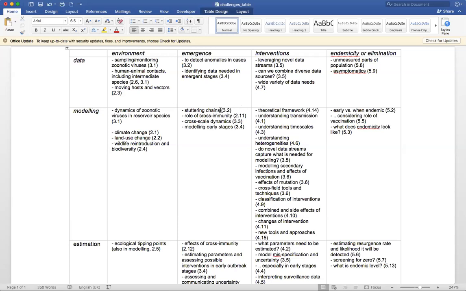I don't know what the numbering is. I've lost the will to live on the numbering. But Mick had deleted that. I thought stuttering chains does really belong in emergence. I was saying I think it does actually. Okay, so I would leave it in emergence, and I've just deleted it.